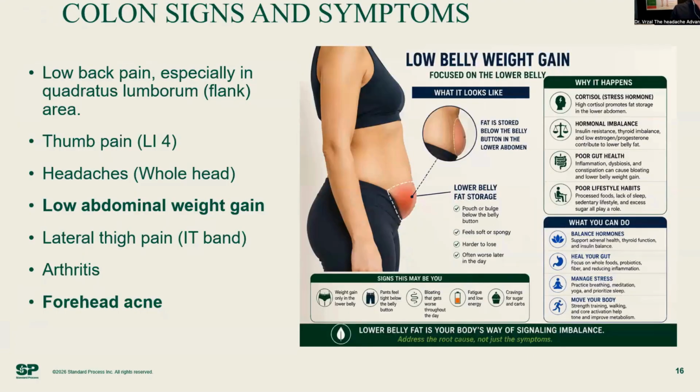So it's specifically the lower abdominal area, not so much the pregnancy kind of belly. The lower abdominal muffin top, kind of low back, is going to correlate with low back pain, probably whole headband type headaches as well. And then when the gut biota is out of whack, we're potentially going to manifest frontal acne. Lower belly fat is your body's way of signaling imbalance, gut imbalance, dysbiosis, ultimately, if you will.